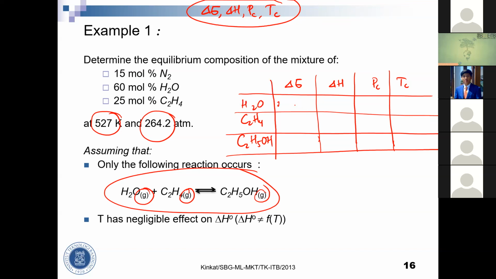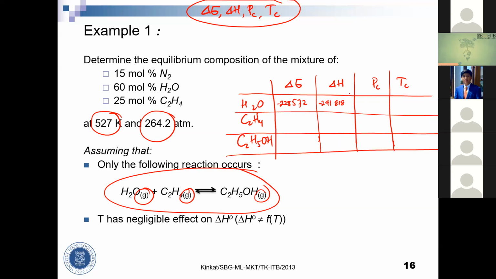Minus 228,572. Okay. And for the enthalpy, it's negative 241,818. Okay. How about the ethylene?